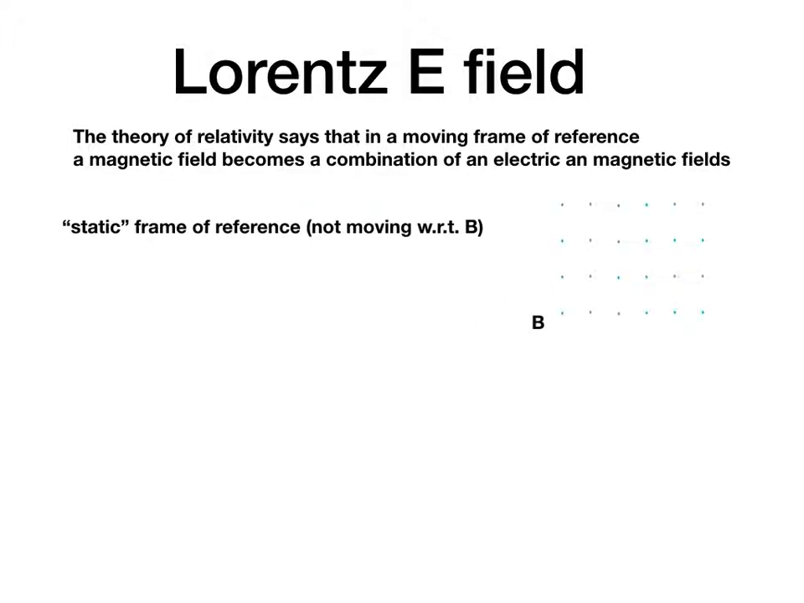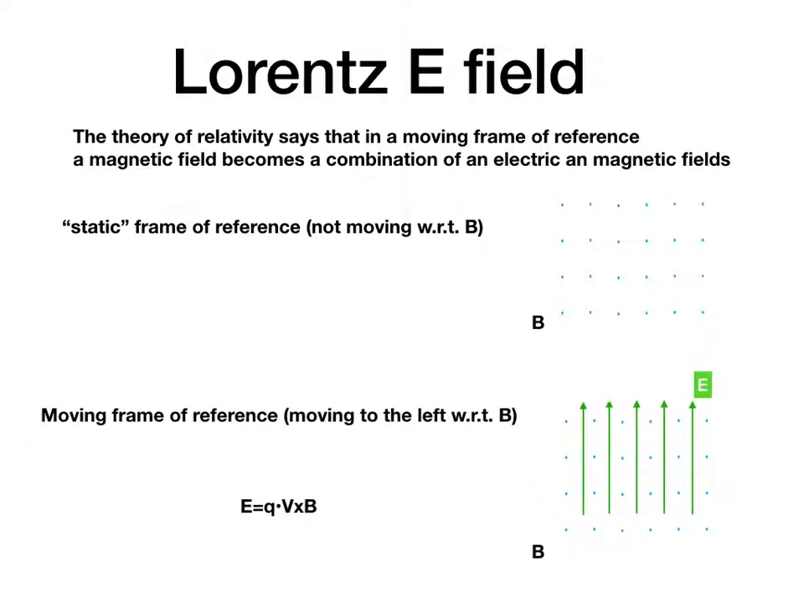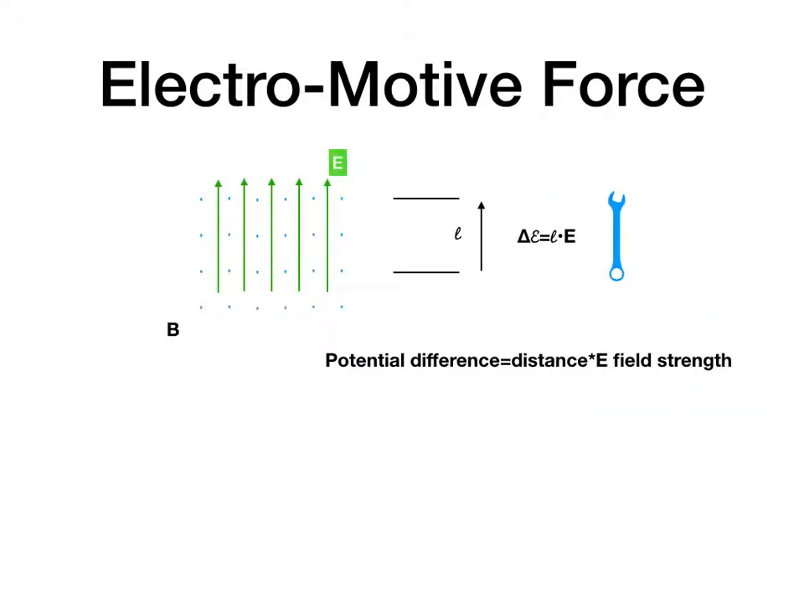So this is the frame where you're not moving relative to the magnetic field, and you see just the magnetic field. And when you're moving relative to the magnetic field, you see an extra electrical field shown in green. So what's the electromotive force? When you're moving inside a magnetic field, you sense a perpendicular electrical field in the direction of the Lorentz force.